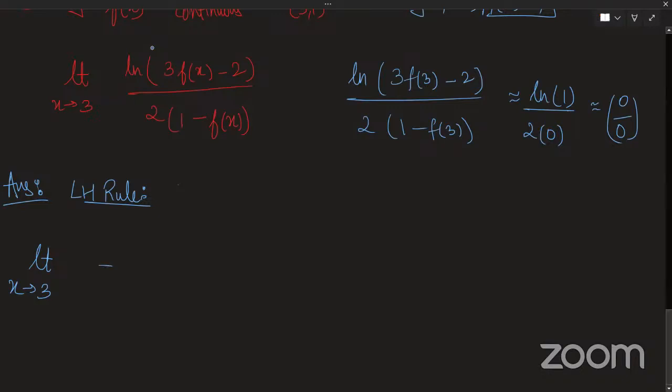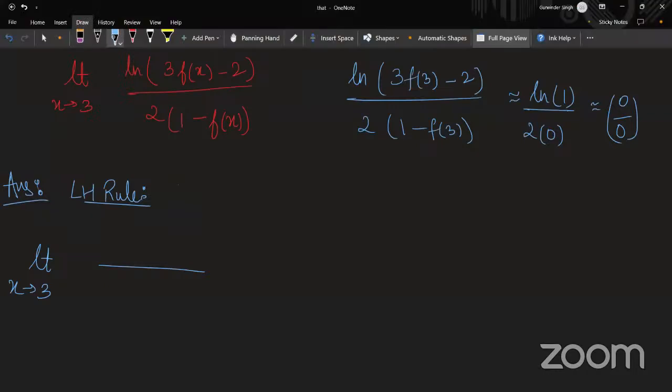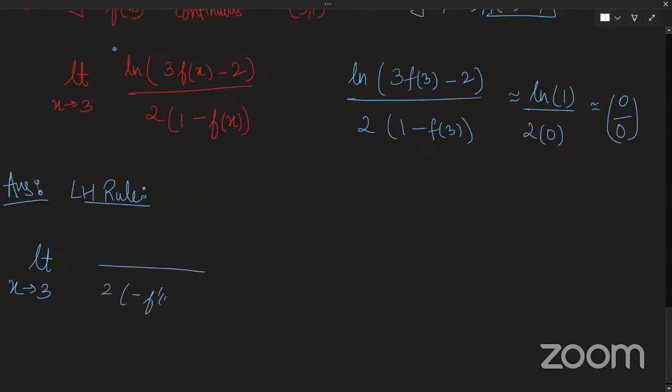So let us go for the denominator first. It is easy. So 2 times into, what will it be? What will be the derivative of 1 minus f of x? Minus f dash x, right? Minus f dash x.